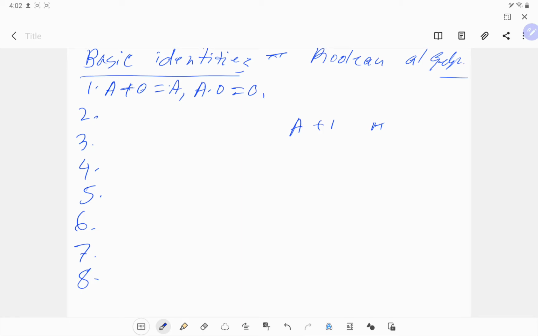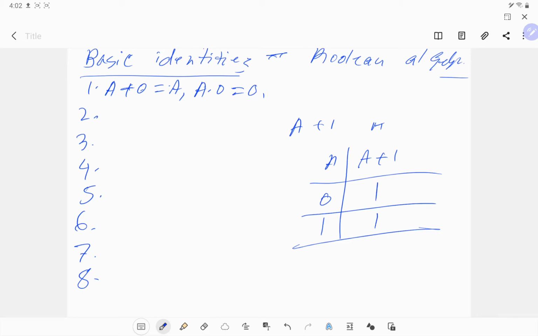Now we want to evaluate A plus 1. So we have A plus 1. A can be 0 or 1. Then 0 plus 1 is 1, 1 plus 1 is 1. So A plus 1 is always 1.